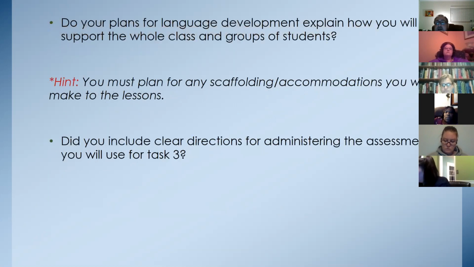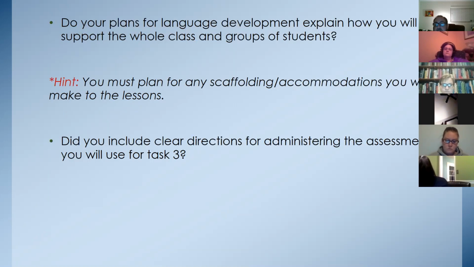Do your plans for language development explain how you will support the whole class and groups of students? Again, development, that is for elementary ed. But you do need to think about academic language. So consider that kind of an academic language hint. You must plan for any scaffolding accommodations you make to the lessons. That is clear, especially if you're doing special ed.